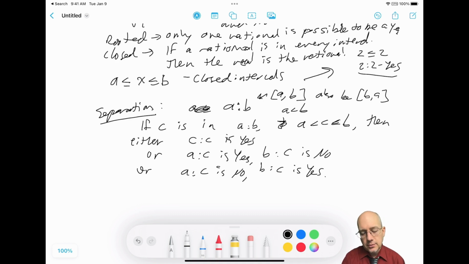You pick a number inside the interval. You say, are you this real number? It says no. And then you can ask about the other. You can ask about the two intervals that this middle point, or in between point, creates and say, is this yes? Is this no? And the oracle should give you exactly one yes and one no for those questions. Not both yes, not both no, one yes, one no.